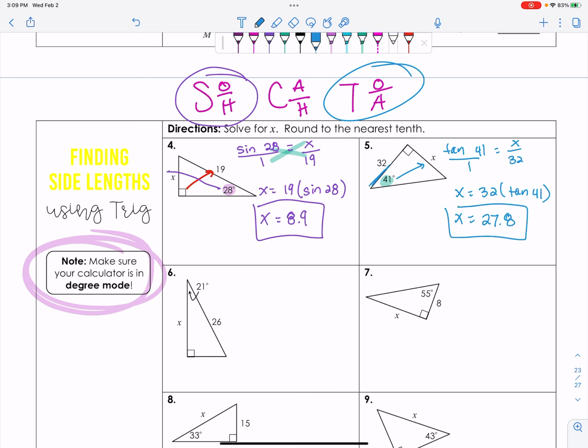Remember, if you're not getting this in your calculator, that means that you might not be in degree mode. So make sure that you go back and make sure your calculator is in degree mode.